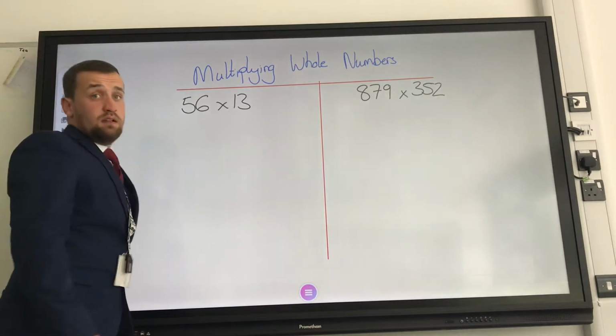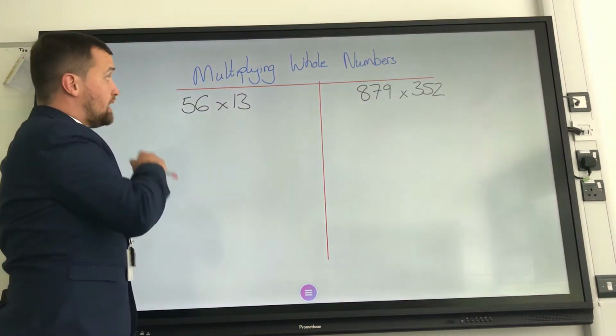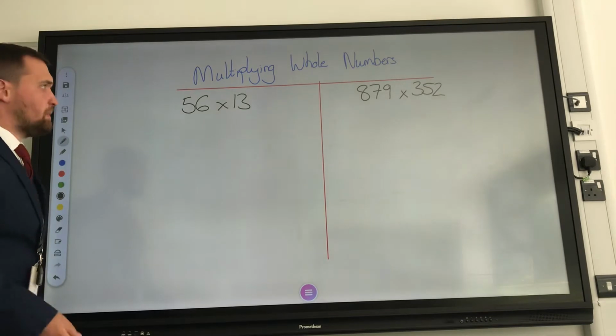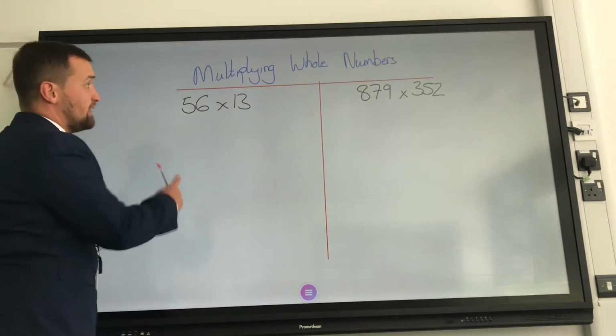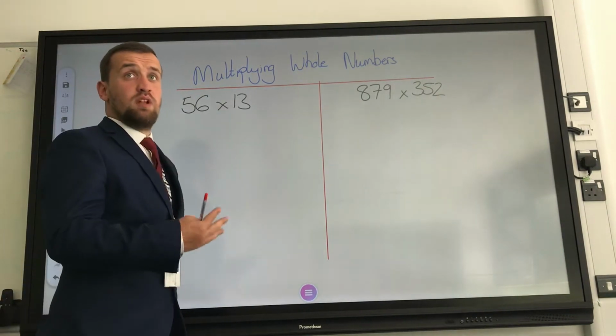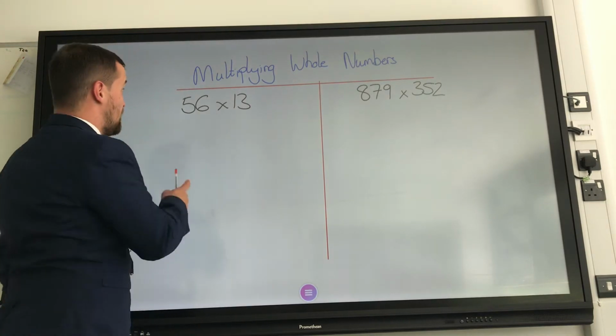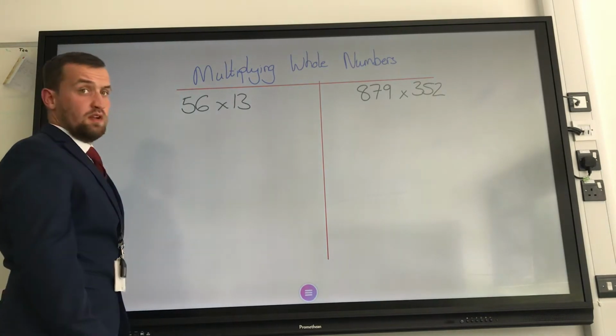Right guys, welcome back. We're going to start looking at multiplying whole numbers today, so let's get back into the routine of things. I've given you two questions there and I'm going to show you the method. You will have learned this method in lesson today, however I want to show you it just to make sure we've got a full understanding.